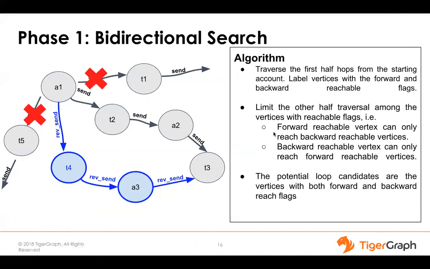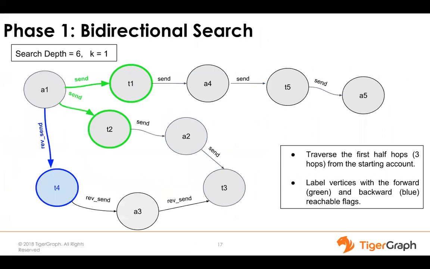So let's look at it step by step. In the bidirectional search, the first half, as we said, is just doing the marking. We start from the starting account, and we label its neighbors. If its neighbor is connected by a sender edge, we label it green, meaning it's a forward reachable vertex. And the reverse edge, we mark as blue, a backward reachable flag.